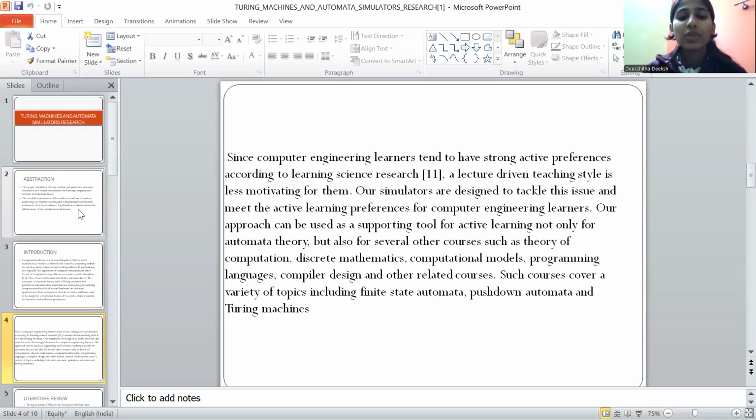Our approach can be used as a supporting tool for active learning not only for automata theory but also for several other courses such as theory of computation, discrete mathematics, computational models, programming languages, compiler design, and other related courses. Such courses cover a variety of topics including finite state automata, pushdown automata, and Turing machines.